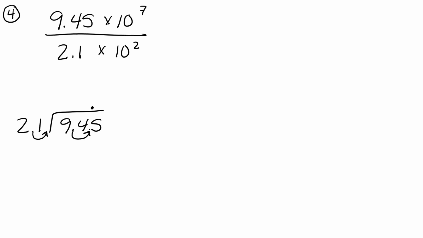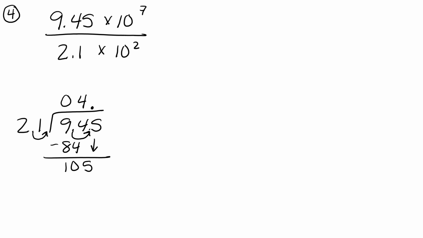Now, 21 cannot fit inside of 9, but 21 can go into 94. 21 can go into 94 4 times. 21 times 4 is 84. Subtract, and we would get 10. Bring down the 5.